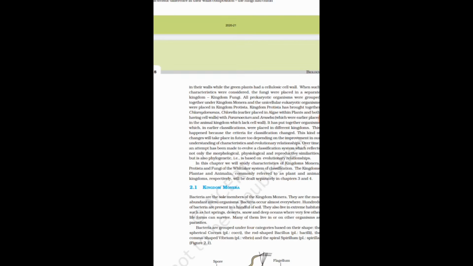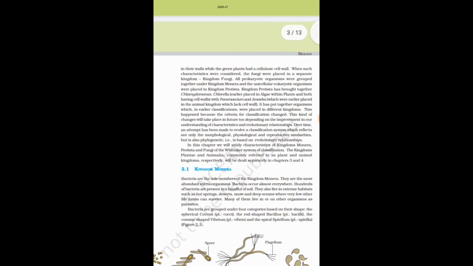All prokaryotic organisms were grouped together under kingdom Monera, and the unicellular eukaryotic organisms were placed in the kingdom Protista. Kingdom Protista has brought together Chlamydomonas and Chlorella, earlier placed in algae within plants and both having a cell wall, with Paramecium and Amoeba, which were earlier placed in the animal kingdom and which lack a cell wall. It has put together organisms which in earlier classifications were placed in different kingdoms. This happened because the criteria for classification changed.